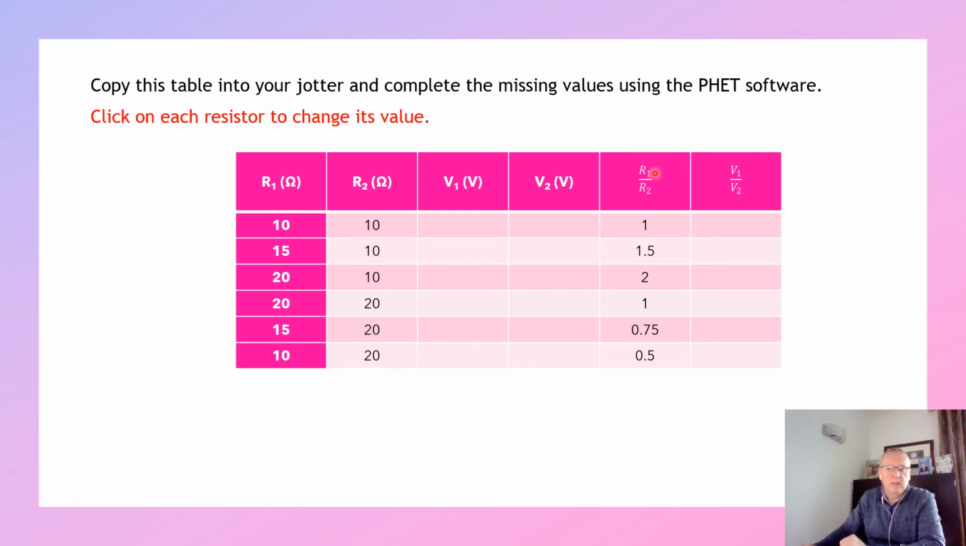And there's two columns at the end here. The first one is R1 over R2. What that means is the value of that resistor divided by that resistor, and obviously 10 over 10 gives you 1, 15 over 10 is 1.5, and so on and so forth. And you're going to do the same for V1 over V2. Once you've measured them, you put them into the table. So just pause the video if you're doing it that way to copy the table down, and then you're going to use these values in the software to calculate or investigate what you get for V1, V2, etc.